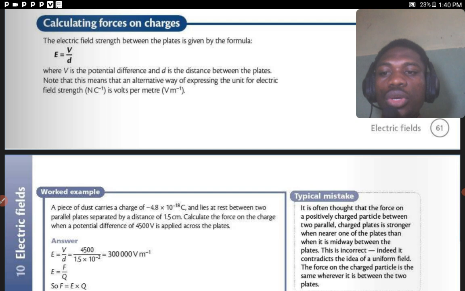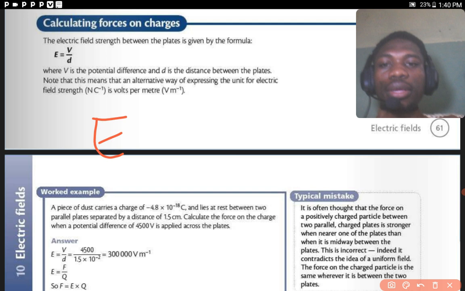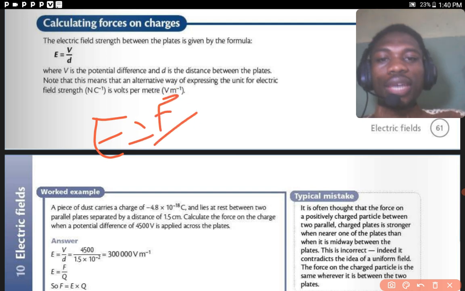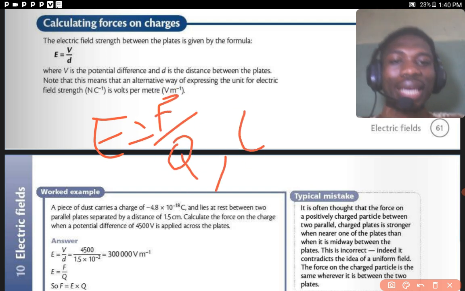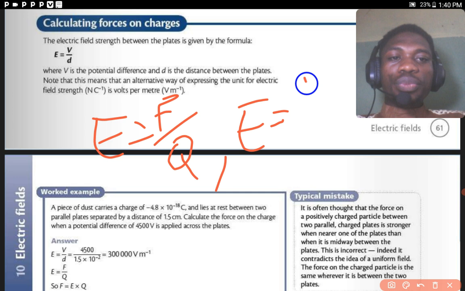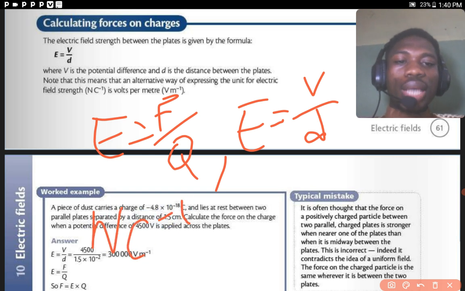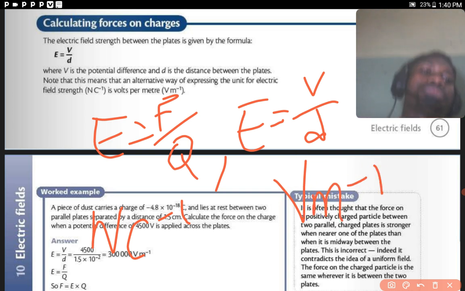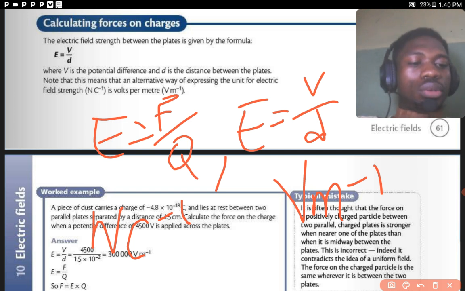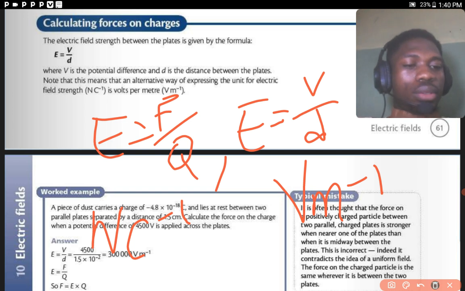So now, remember at first we said that E is equal to force over charge. Now we are saying that that same E is equal to V on D. In the first scenario, we said it has unit Newton per Coulomb. So now, we are still going to say it can also have the unit of volt per meter. Very good. You have understood.